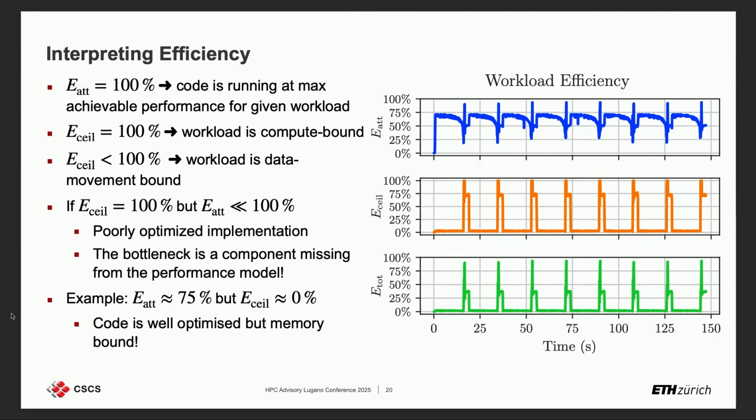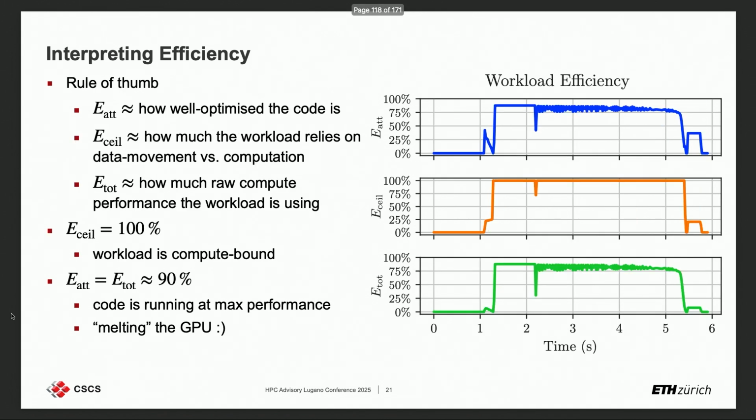And in this case specifically, you can see again that the attainable efficiency is about 75%, so the code is well optimized, but most of the time the ceiling efficiency is 0. So it is extremely memory bound, meaning that it is well optimized, it's just that you're moving a lot of data compared to the compute that you're actually doing.